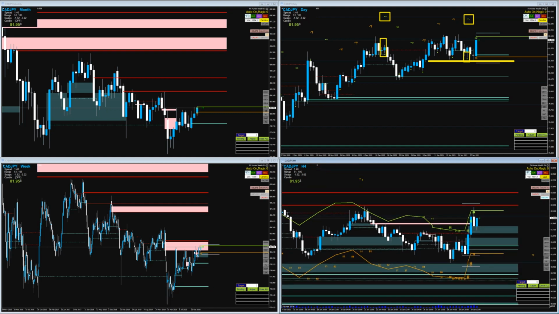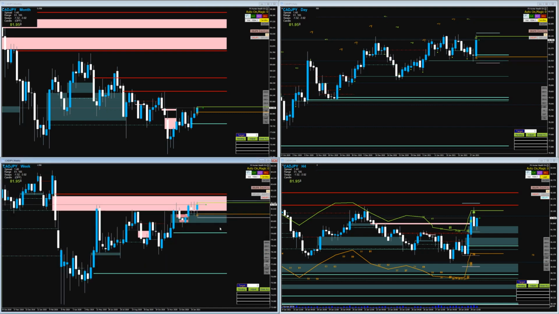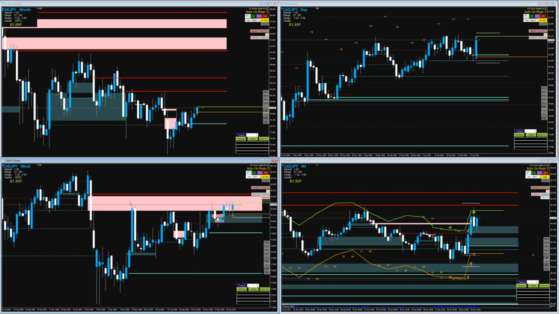So let's look at this. On the weekly, we still have room to go to the level nicely. There is this void which could be filled as well. We have these highs, which is something like a resistance for the retail traders. So they are probably shorting it. On the monthly as well, there is room to go higher.